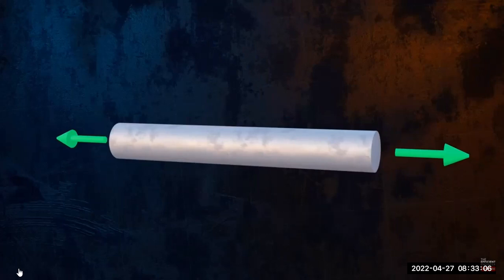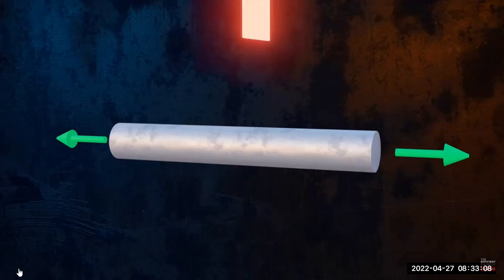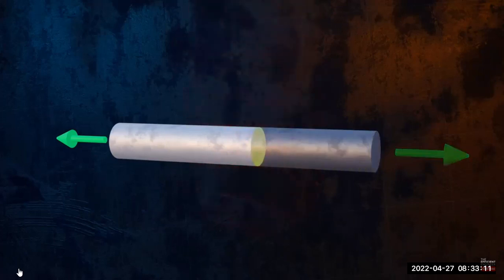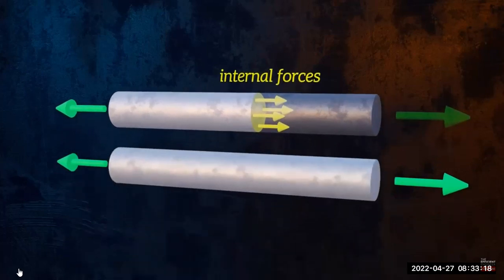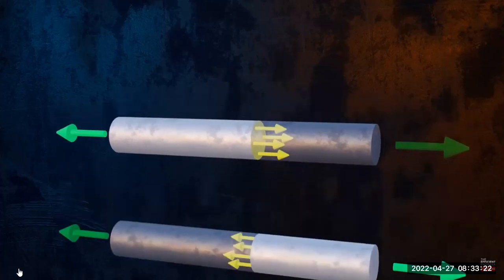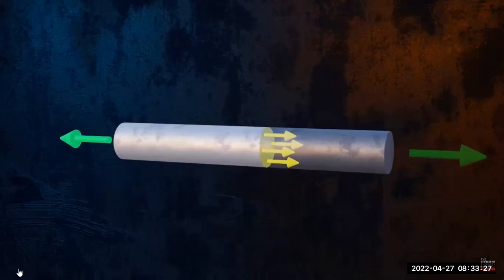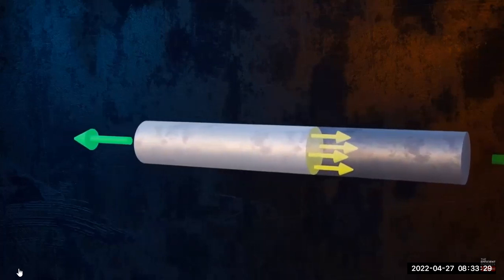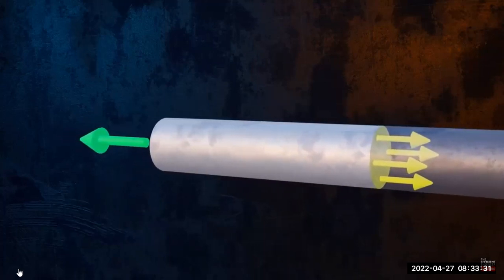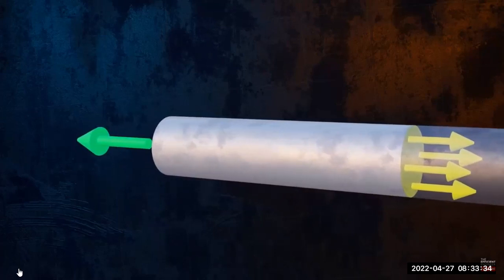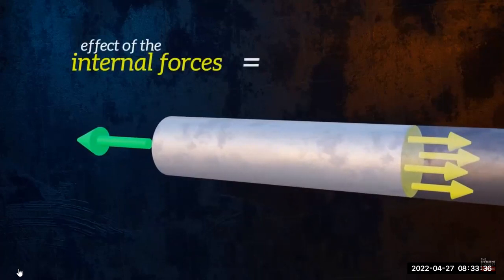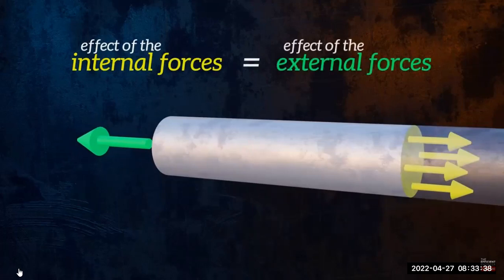We can expose these internal forces by making an imaginary cut through the bar. I chose to remove the right side of the bar, but I could have removed the left side instead. For any imaginary cut like this one, the internal forces develop in such a way that equilibrium will be maintained. In this case, the effect of the internal forces acting on the cross-section created by our cut will be equal to the effect of the applied external force.